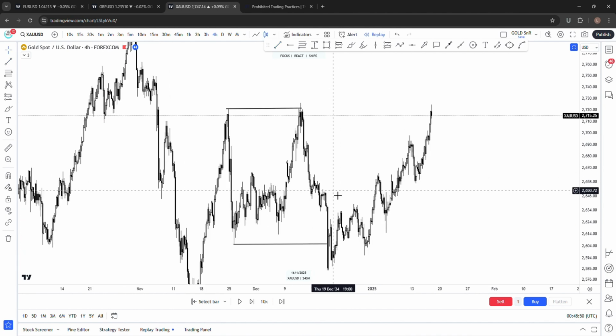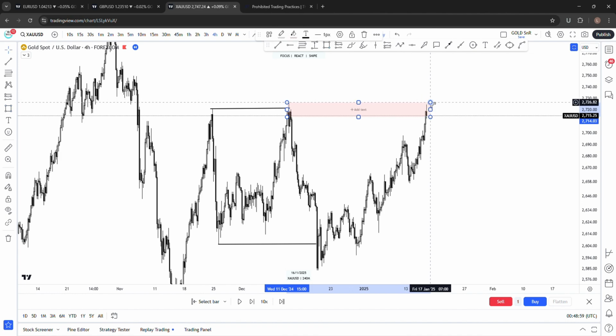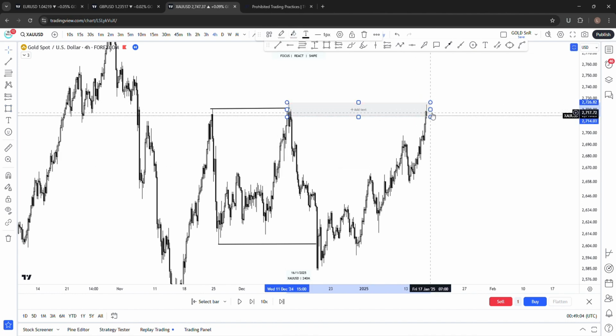With that being said, I need to look for areas where I think price is going to react, which is this point of interest right in here. So you're going to have this as a supply, so I'm going to look for sales within this zone.